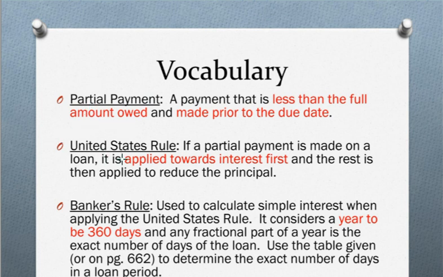The U.S. rule. If partial payments are made, then first you pay the interest, then the rest is applied to the principal. Okay, and that's really important. And we could get into a philosophical debate about this, but I do think it probably really is the right way to do things, especially in a capitalistic society.